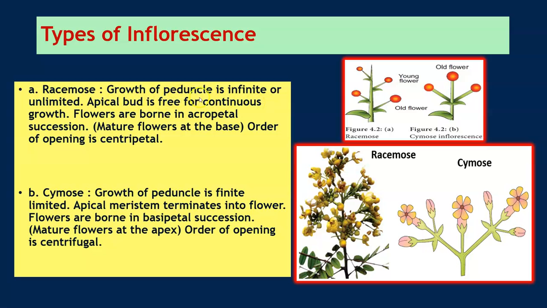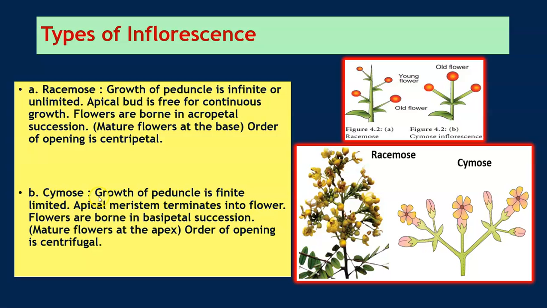Now in racemose, the growth of the peduncle is infinite or unlimited, that is, this growing peduncle can grow continuously. Flowers are borne in acropetal succession. Acropetal succession means the mature flowers are at the base and the younger ones are towards the apex, and the order of opening is centripetal, that is, it moves from the lower side towards the upper direction on the peduncle.